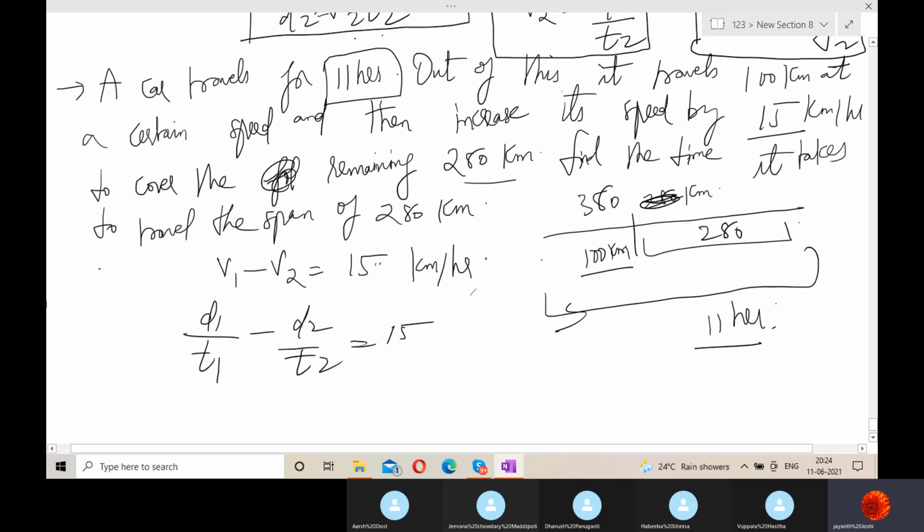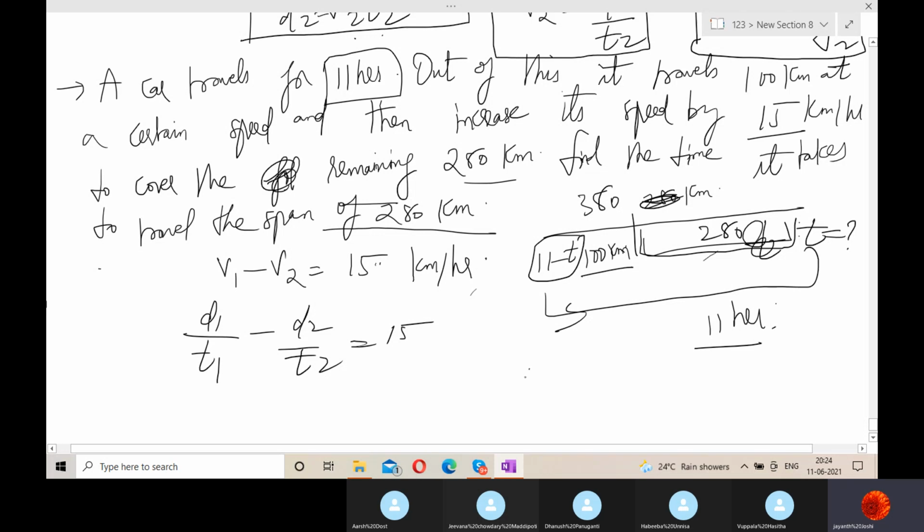What is the distance? If I take this distance 280, what are they asking? Find the time it takes to travel a span of 280, correct? So this is what they're asking, the time taken to travel this particular distance of 280 from here to here. But we know the total time. If the total time is 11 hours, so this is how much? 11 minus t. Correct or wrong, all of you?